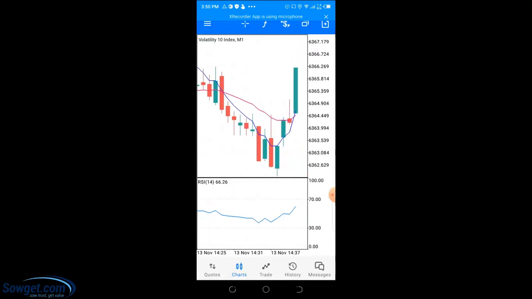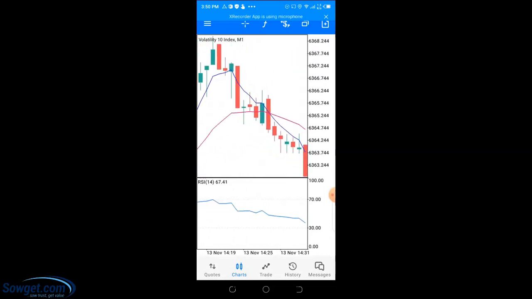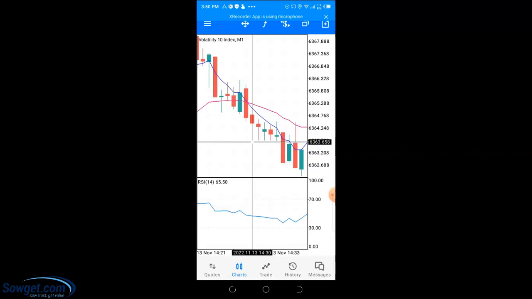All right, let me show you another one here. All right, you can see here now. You can see this is it. You can see there's a crossover here now. You can see that there was a crossover here, moving average, there's a crossover. So let's see if the condition to enter a sell trade was met here.